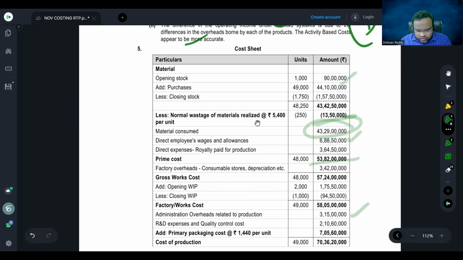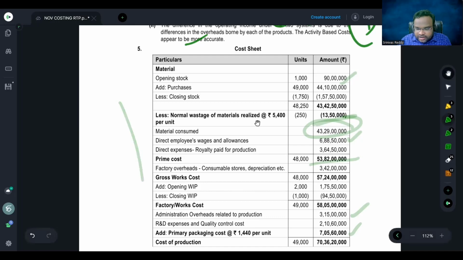This all known. For that, you'll be adding the primary packaging cost. How much primary packaging cost? 1,440 into, so how much amount? 7 crores 5 lakh 60,000. So you are arriving at the cost of production.